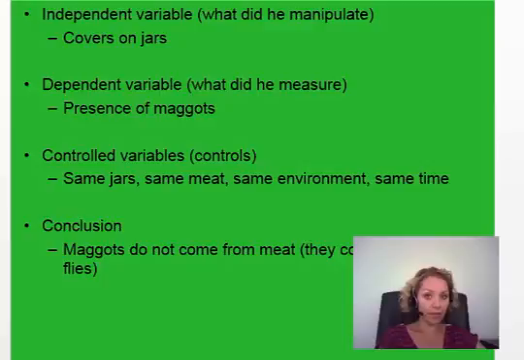Okay, well, his independent variable were the covers. What did he manipulate or change? The covers on the jars. One set had no cover. The second set were tightly sealed. The third set had the netting.